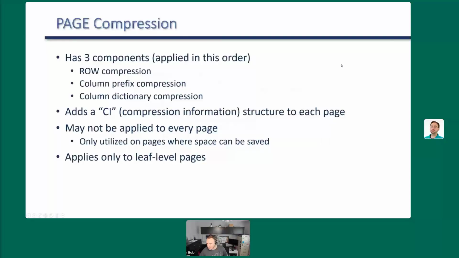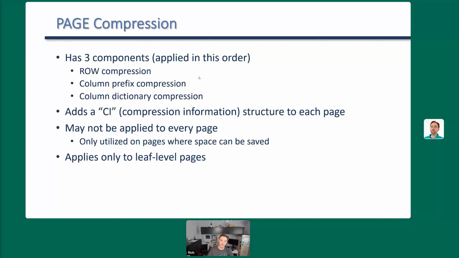So page compression builds on row compression and will give you even better compression results in a lot of cases, not in all. But to think about it, row compression is kind of a storage optimization. Page compression is more along the lines of actual compression, and we'll see why when we go through how it works.